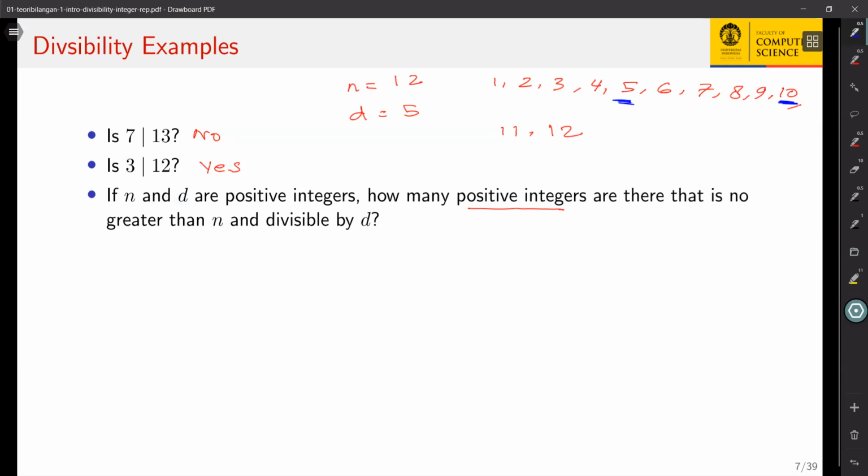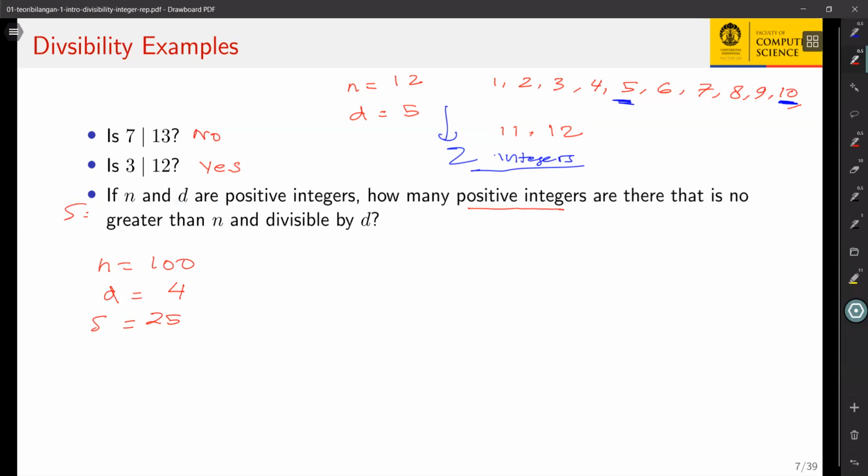So essentially, for this, the answer is 2, right? 2 integers, since we asked how many positive integers. So how about say N is 100, and D is say 4? How many integers? Let's call this S, right? What do we get for S here? 25, sir.